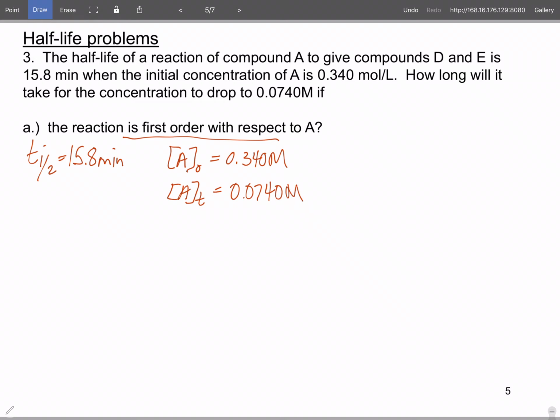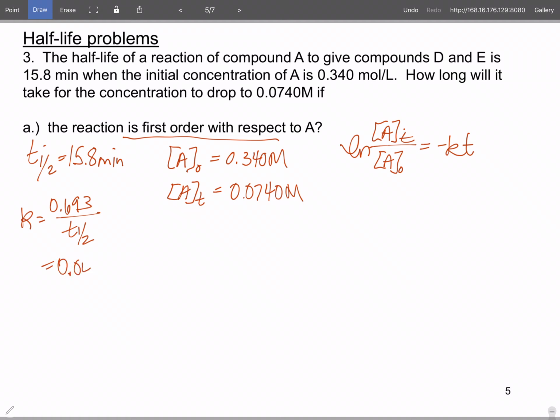So what we have is, remember, the natural log of A sub t over A sub 0 is equal to minus kt. So we have A sub t, we have A sub 0. We're looking for t. We've got to find k. So if we come back over here, remember, k was equal to 0.693 divided by t1/2. So if we substitute in the t1/2, we end up with k equal to 0.0438676 minutes to the minus 1. Again, I would leave that in my calculator and let it run.